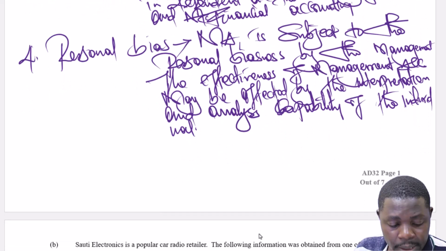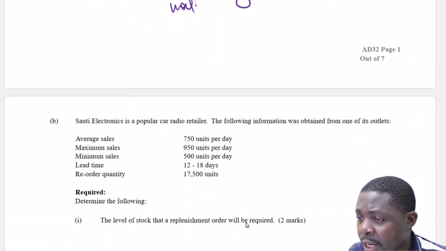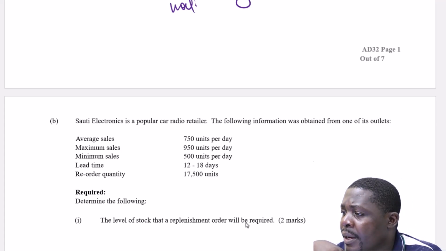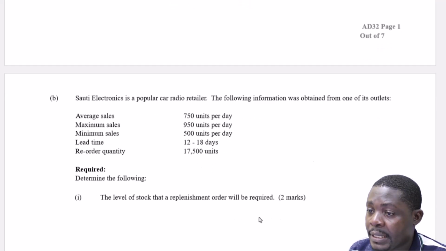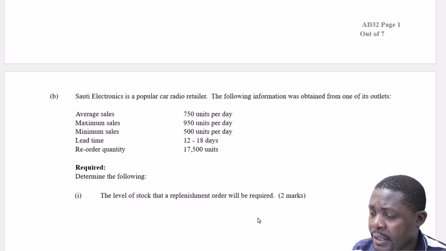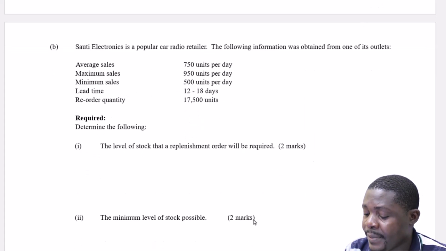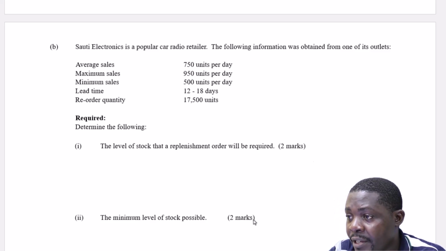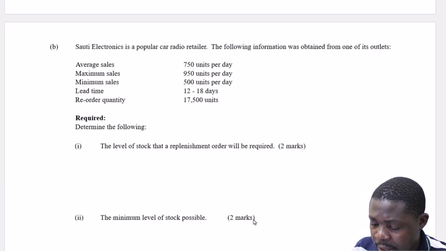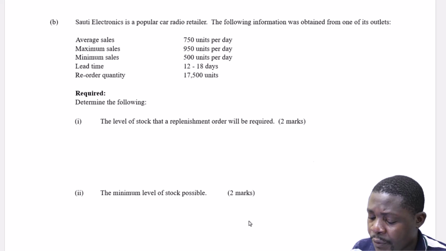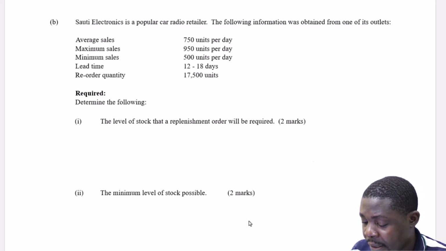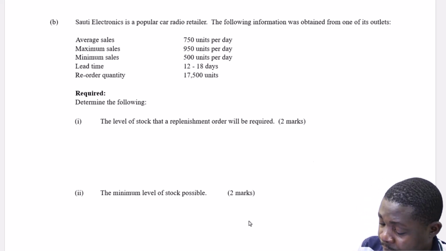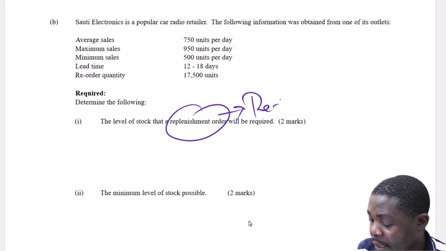Full stop. Number B. The question reads, Saudi Electronics is a popular car radio retailer, and the following information was obtained from one of its outlets. Average sales are 750 units per day. Maximum sales 950 units per day. Minimum sales 500. Lead time 12 to 18 days. Reorder quantity 17,500 units. You are required to determine the level of stock at which a replenishment order will be required. That's the reorder level, and you are also meant to determine the other levels.